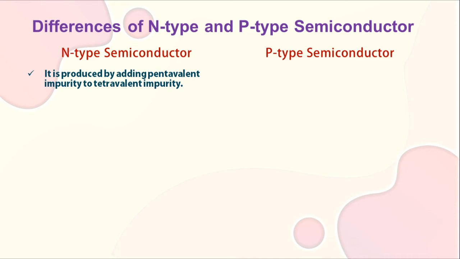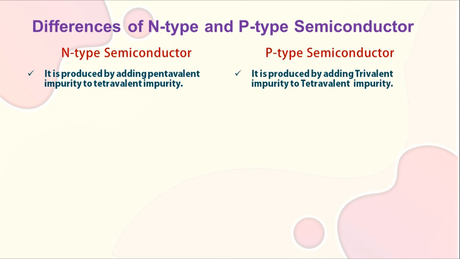When you dope pentavalent into tetravalent, you get an N-type semiconductor, because in every combination of pentavalent and tetravalent, 1 electron becomes excess. So n combinations give n electrons, and the electron has a negative charge, so this is the N-type semiconductor.